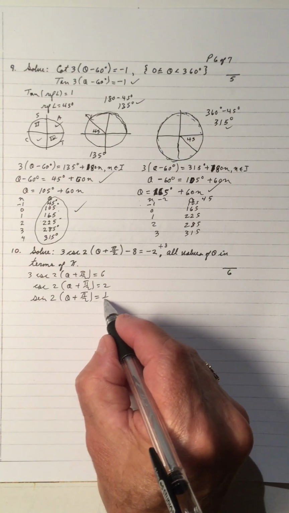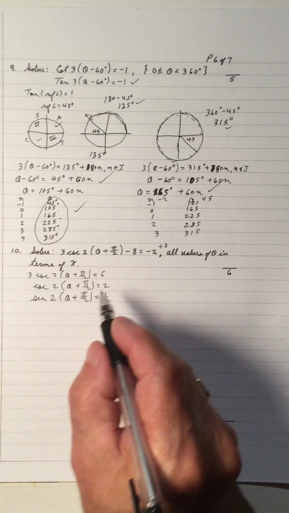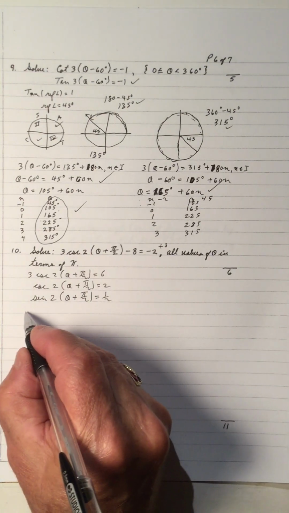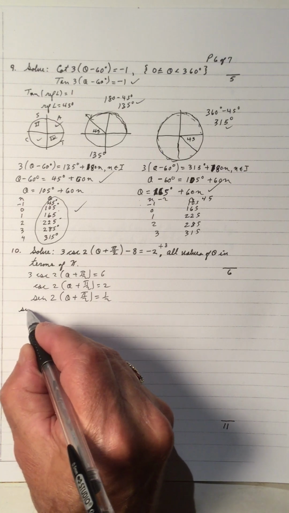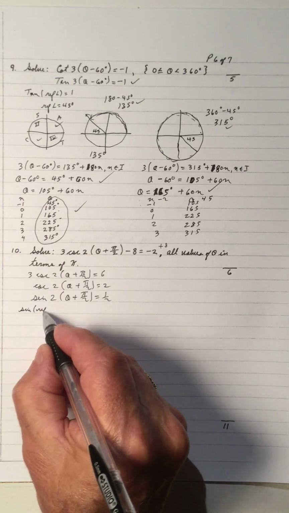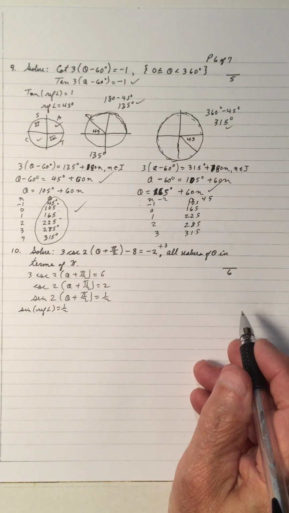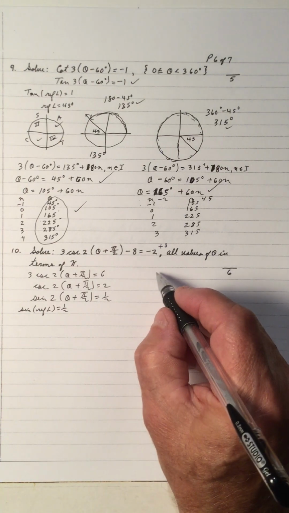And since sine is the reciprocal of cosecant, the reciprocal of 2 is a half. And we have to go through this. Now we've got to find the sine of the reference angle, which is a half. So the sine of the reference angle is a half.